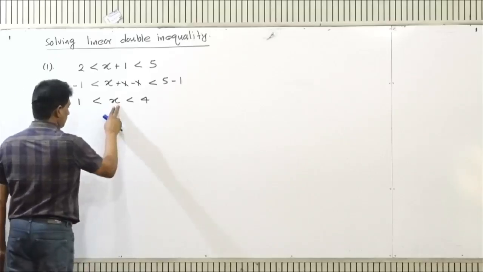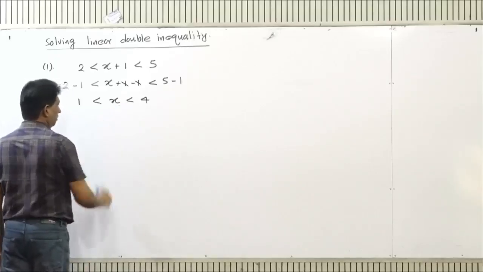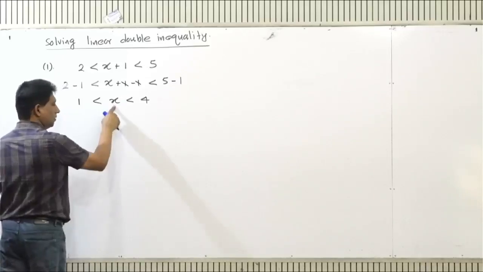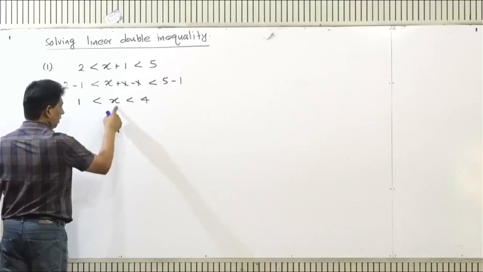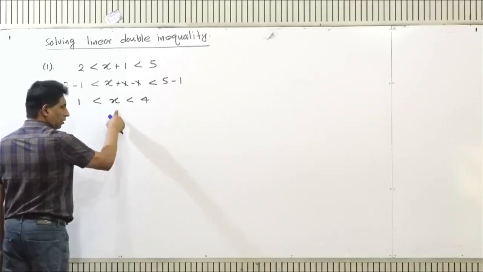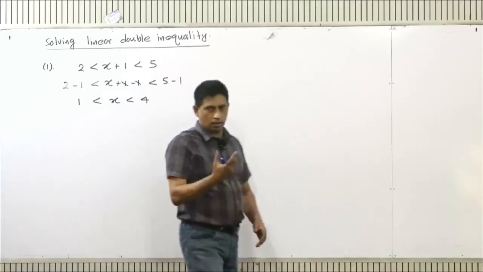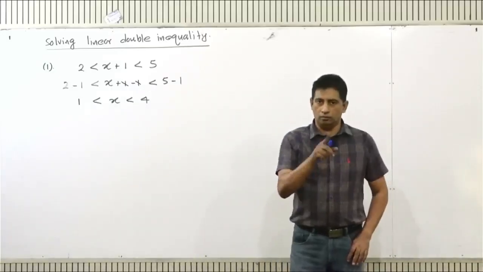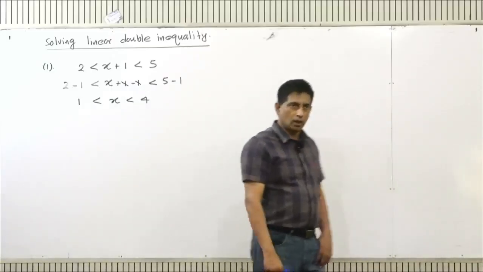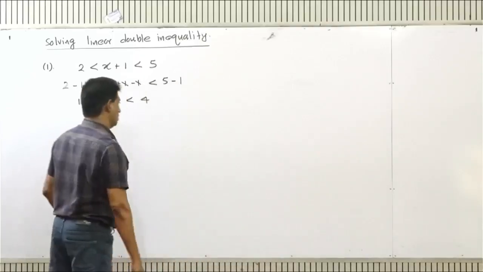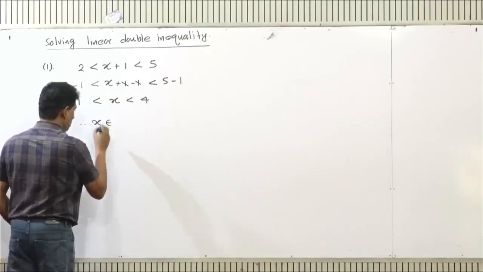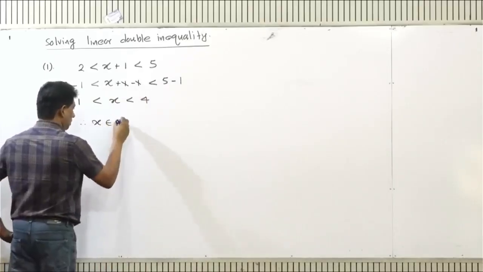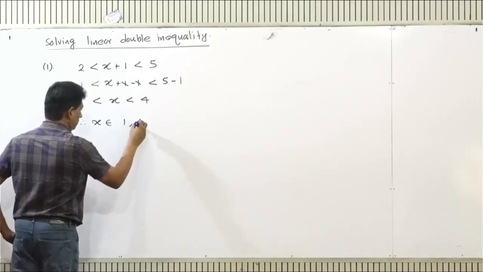Now we have subtract x in between two inequality marks. Then what is the meaning of this? x can take any value greater than 1 and less than 4. That means x can take any value in between 1 and 4. No? So we have to write this one using interval notation. So we have to write x is an element of small number 1, comma, then larger one 4.